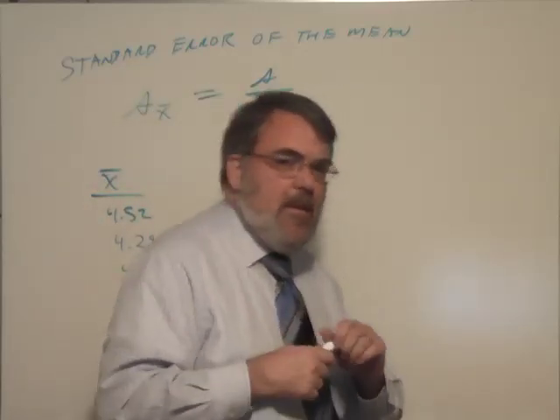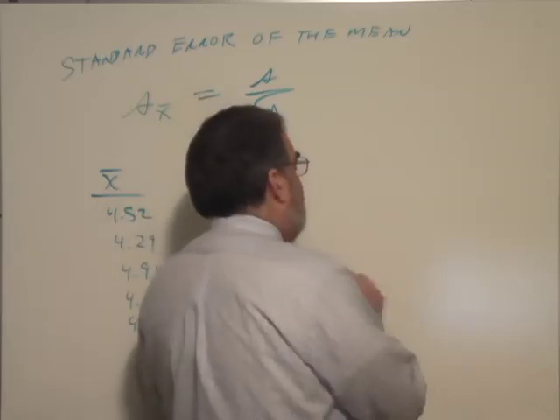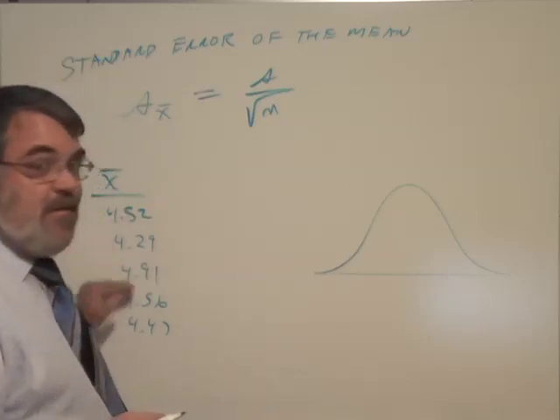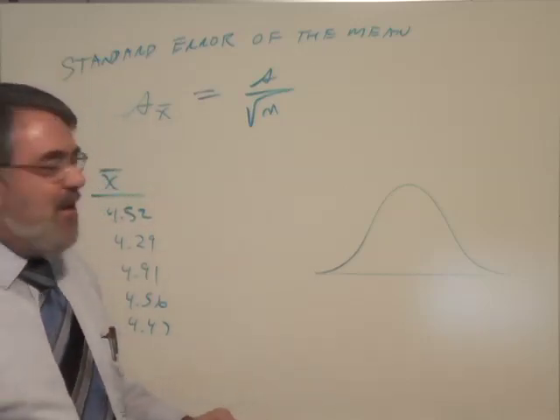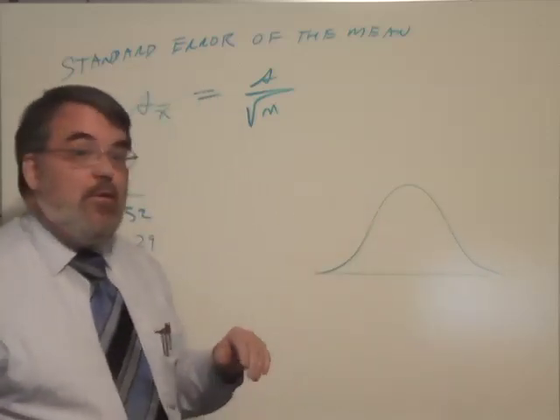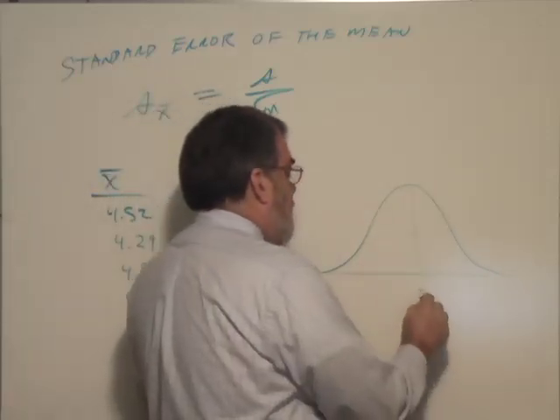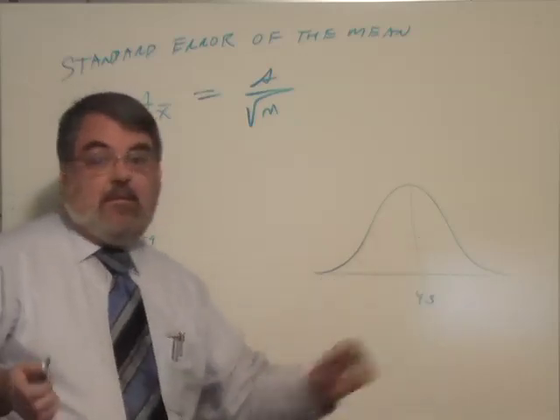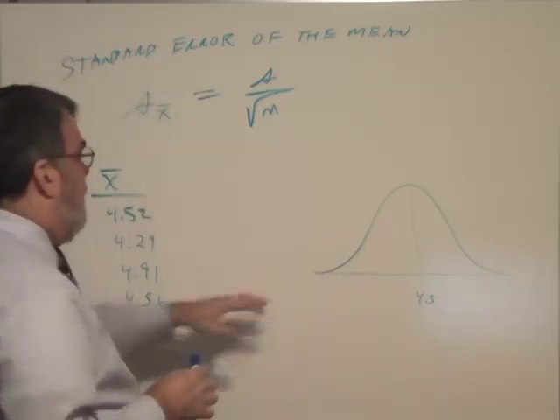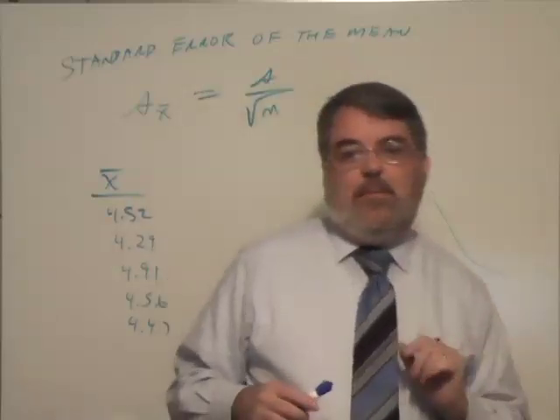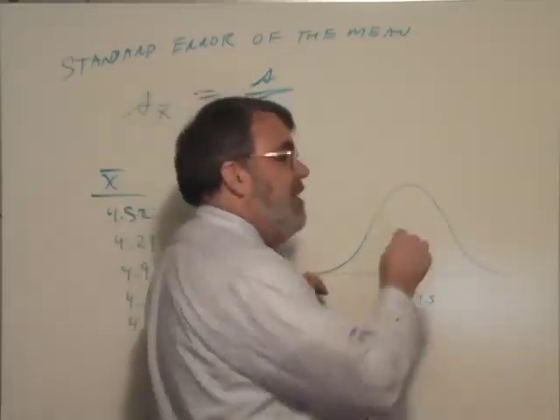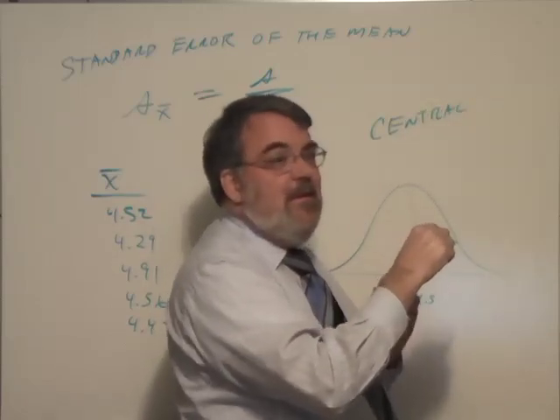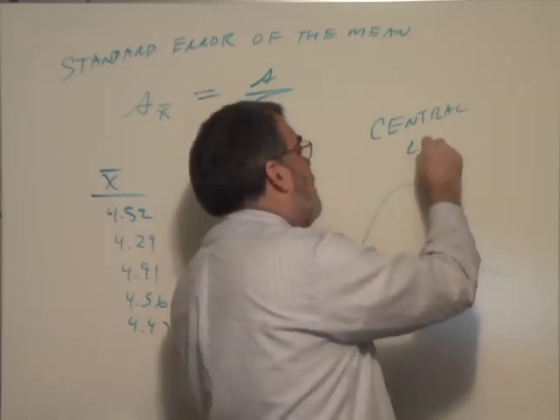Now, if you were to plot those out on a histogram, you would find that the means from many different samples would tend to be normally distributed. Here's 4.5. But each day you won't see necessarily 4.5, you'll see something that's a little bit off. Now, this in itself is incredibly important to statistics. This idea that the means of samples tend to be normally distributed is called the central limit theorem.